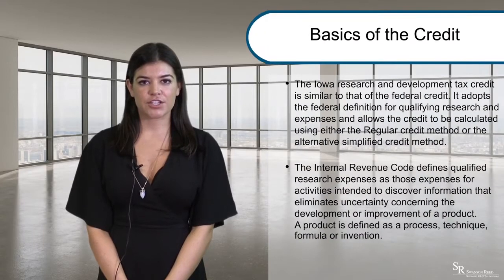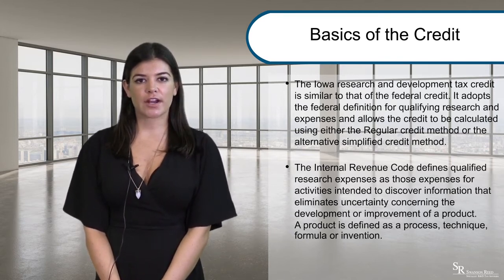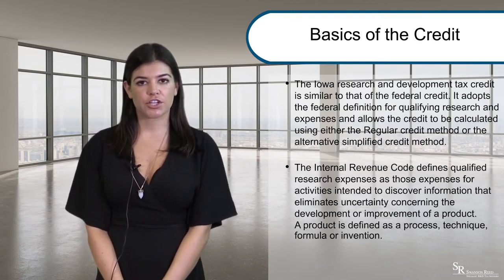The Iowa Research and Development Tax Credit is similar to that of the federal credit. It adopts the federal definition for qualifying research expenses and allows the credit to be calculated using either the regular credit method or the alternative simplified credit method.